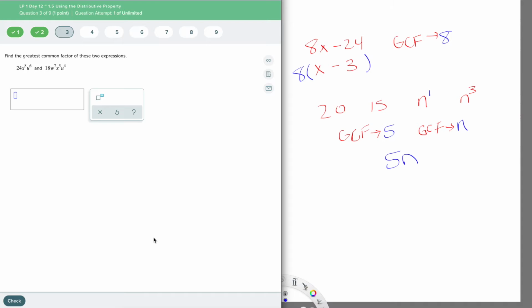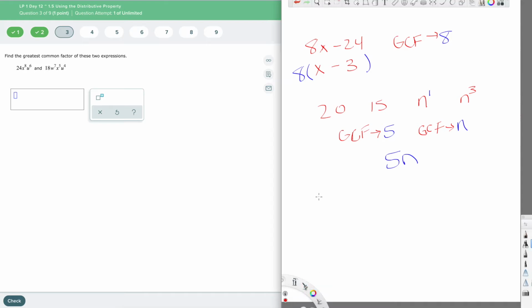Now they're getting a little bit more complicated. We have 24 and 18. I focus on the coefficients first because we're going to do the greatest common factor. It says find the greatest common factor of these two expressions. So it's not asking me to factor it, it's just asking me to find the greatest common factor. Again, be careful and make sure you're reading the directions. So 24 and 18, the GCF, let's see. This can divide by 6, and this can divide by 6, and I think that's the biggest thing they can both divide by. Otherwise this would be 9, this would be 8, but it has to be the same factor.